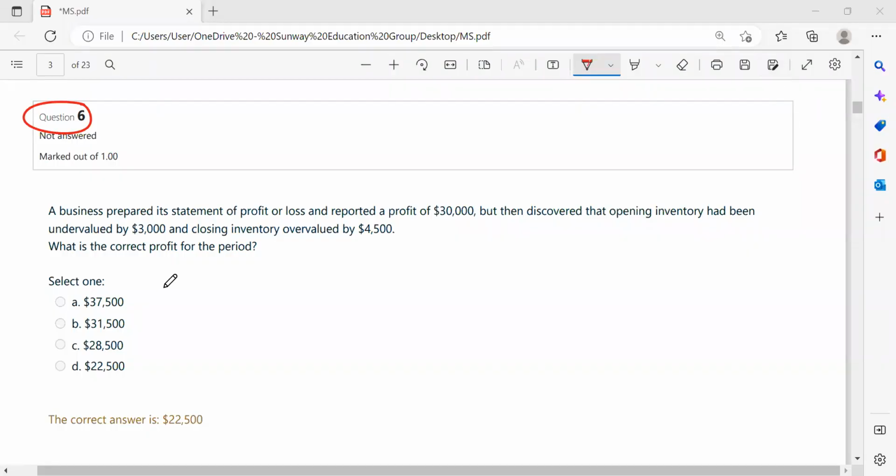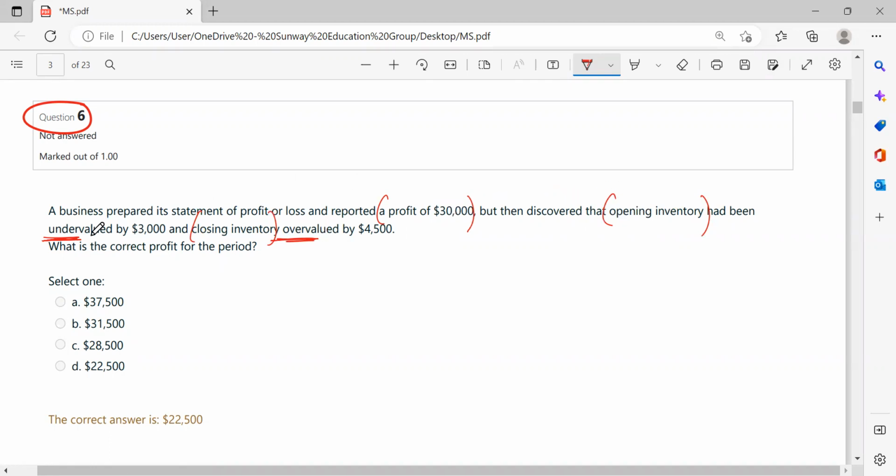Moving on, question 6. A business prepared SOPL reported profit of 30,000, but then discovered that opening inventory was undervalued by $3,000 and closing inventory overvalued by $4,500. So what is the correct profit for the year? Now, if you got this question wrong, most likely you don't understand the relationship between inventory and profit. This is what I told you in class before.